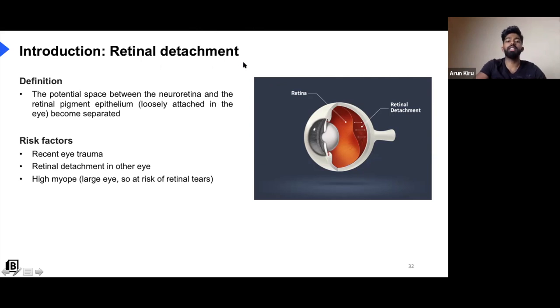Good question. Is RPE at the side of the vitreous? I mean, which layer is outermost towards the vitreous? So that's done.